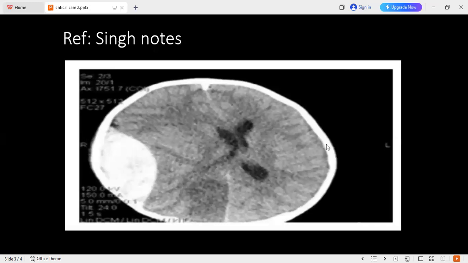Can you help me read this image, please? There is a biconvex hyperdense shape on the right side, midline shift, and compressed ventricles. Biconvex shape, hyperdense, midline shift, and ventricle compression. Very good. All done.